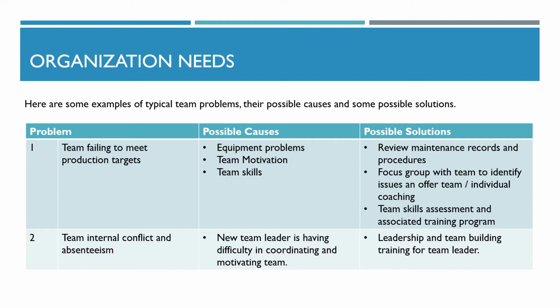In the first problem, the team is failing to meet production targets. This might be caused by equipment problems, problems with team motivation, or problems with team lack of skills. The solutions then might be to review the maintenance records and procedures, or set up a focus group with a team to identify issues and offer team or individual coaching, or alternatively to conduct a team skills assessment and provide an associated training program.